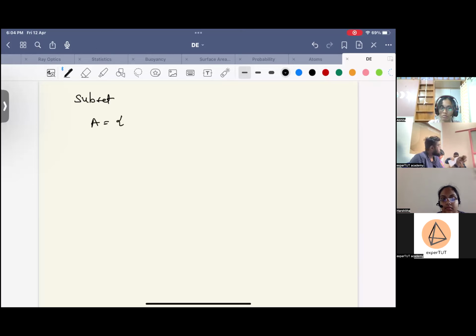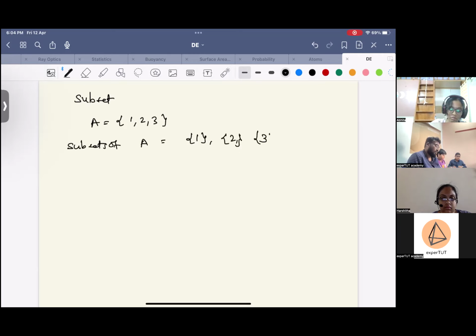A is 1, 2, 3, okay? So the subsets of A: if you know already, please write it on your own, okay? Don't wait for me. Subsets of A are: 1, 2, 3, and 1 comma 2, then 2 comma 3, 3 comma 1, and 1 2 3, and the last one is the empty set.